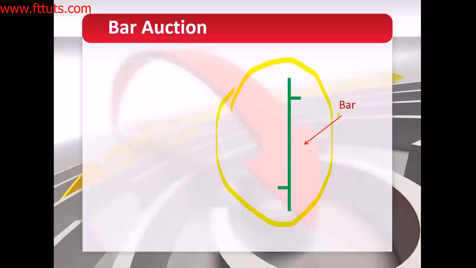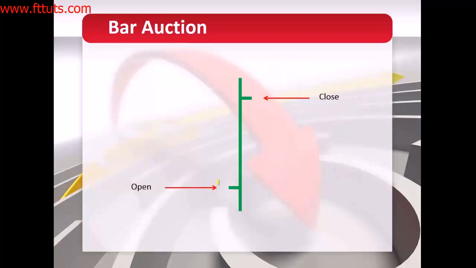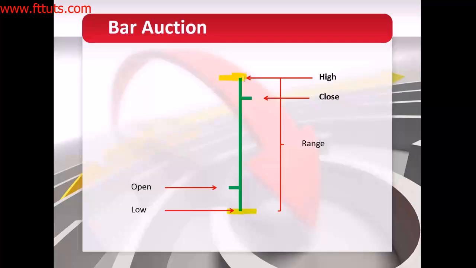What does this bar tell us about the auction? Does it tell us any information at all? Well, yes, of course it does. It tells us, first of all, that this was the price level where the auction opened. It tells us that this level is where the auction ended up closing the session. It also identifies for us the low of the session right here and the high of the session and the range of the price movement during that session, the movement between the low and the high.